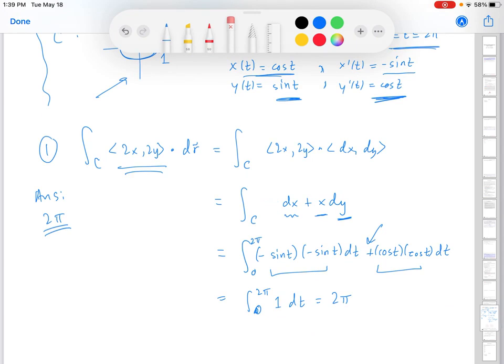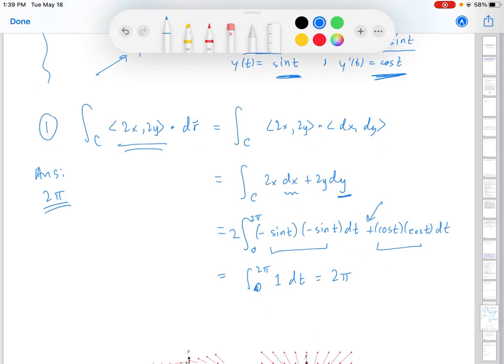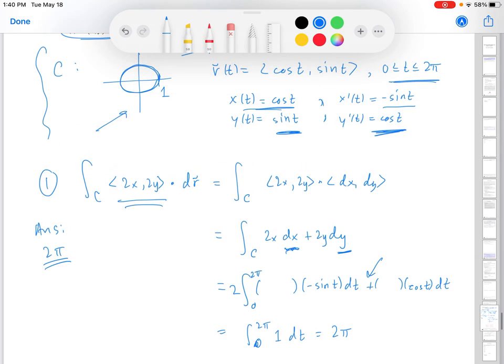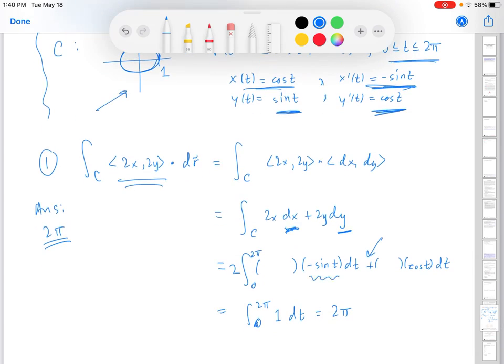And then, so I'm integrating slightly different things now. So I have a 2x and a 2y. First thing I'll do is pull out the 2, because that's common to both. And then here, basically, what's different is what these first terms are. dx is still x prime times dt, so that's this term. dy is still y prime times dt, so that's this term. Those don't change. What changes is 2x and 2y.